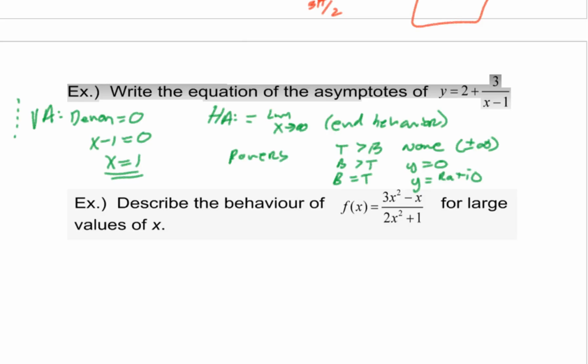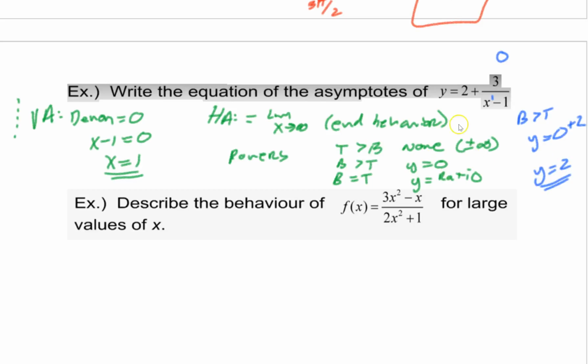So in this case, for our horizontal asymptote, we have the bottom power bigger than the top power. This has the power of 1. This has the power of 0. So it's bottom bigger than the top. It should be y equals 0. There's one caveat here. This is 0, but it's plus 2. The whole graph gets moved up 2. So it's actually going to be 0 plus 2. And my horizontal asymptote is y equals 2.